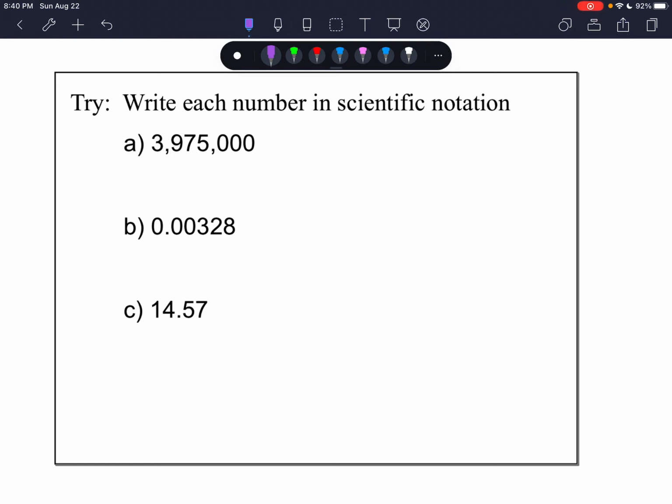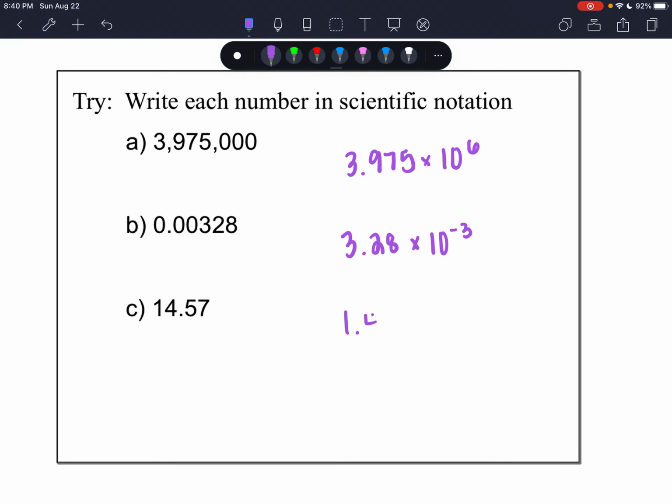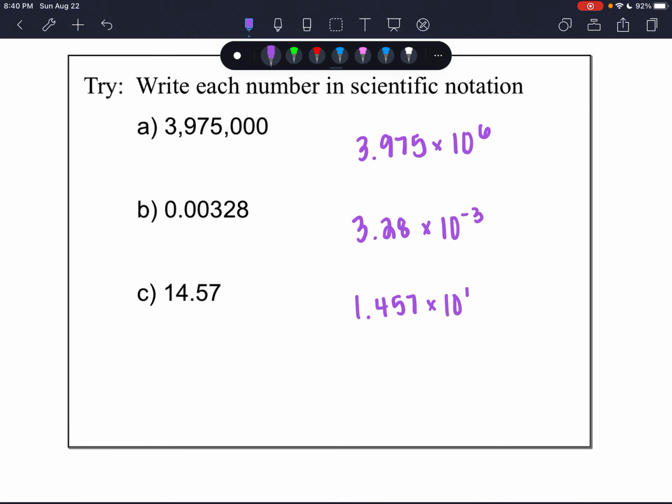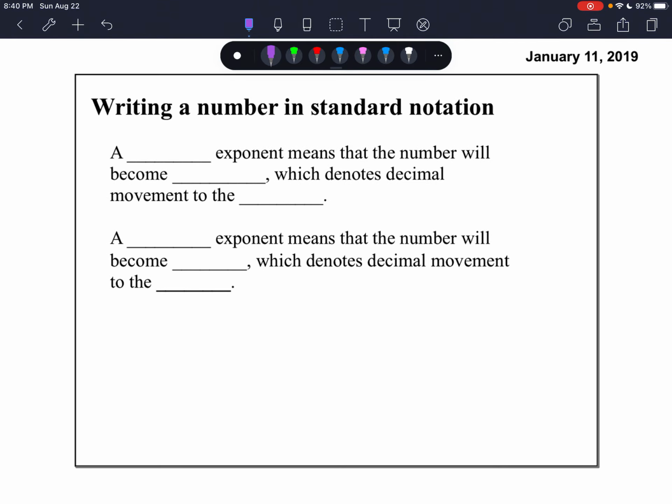answers. So this first one should have been 3.975 times 10 to the 6th power. My next one should have been 3.28 times 10 to the negative 3rd power. And my last one should have been 1.457 times 10 raised to the 1st power. If you wanted to write this last one as just times 10, that would have been acceptable as well. Now that being said, let's say we wanted to take a number out of scientific notation.